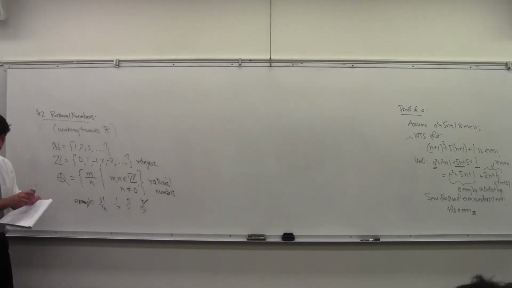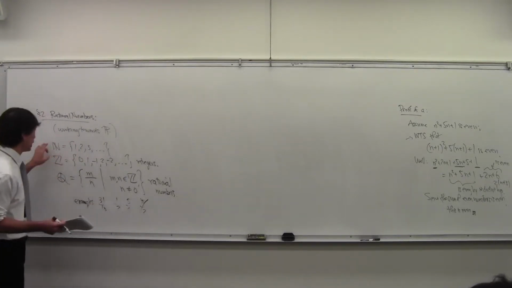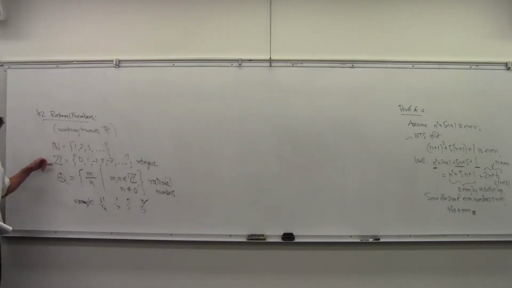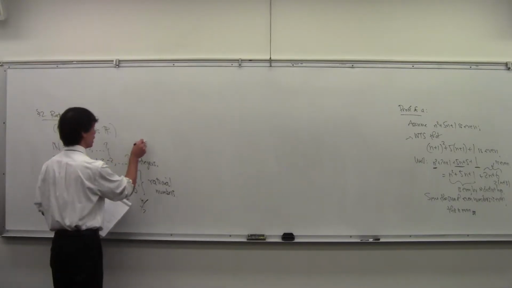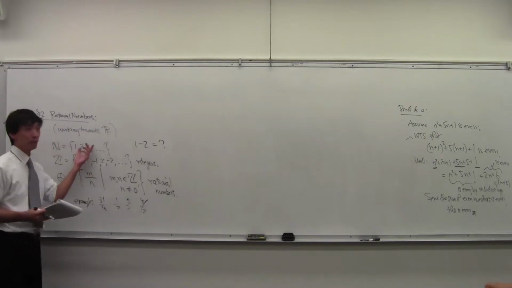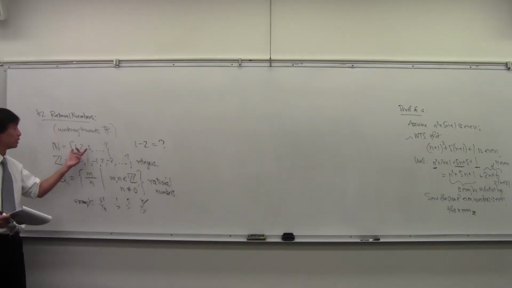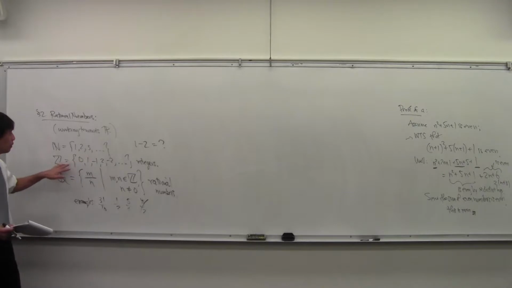Basically each step upwards remedies a problem with the previous. So if you're stepping from N to Z, the problem is that if you subtract 2 from 1, you get something that's not in the natural numbers. You can say 1 minus 2 equals what? Well, there's nothing there, and so stepping up to here remedies that gap.